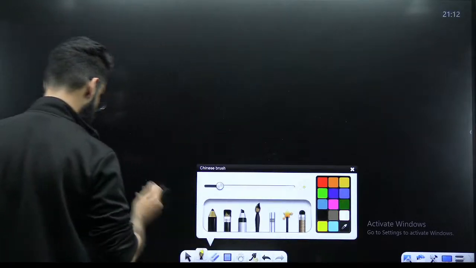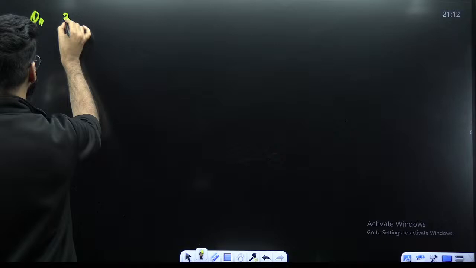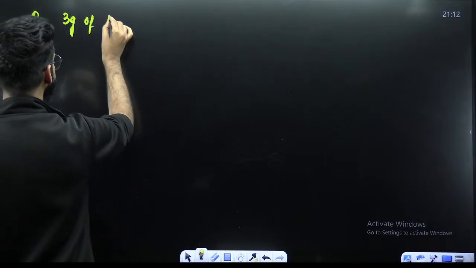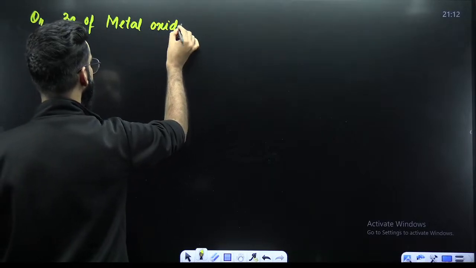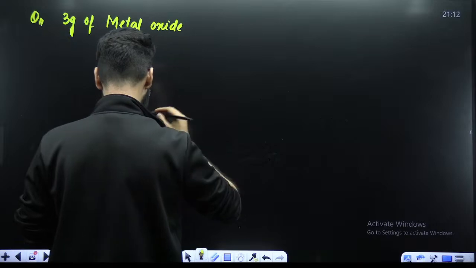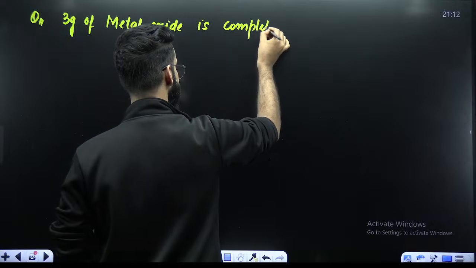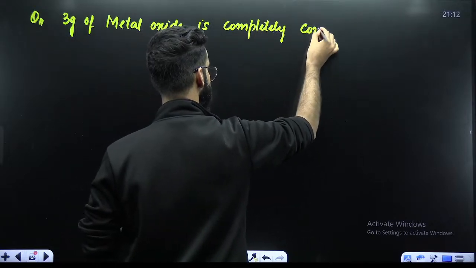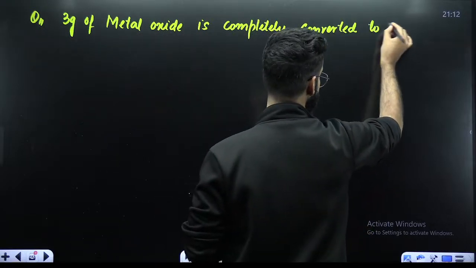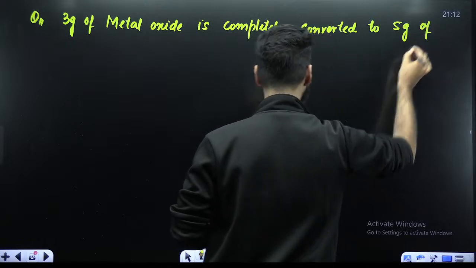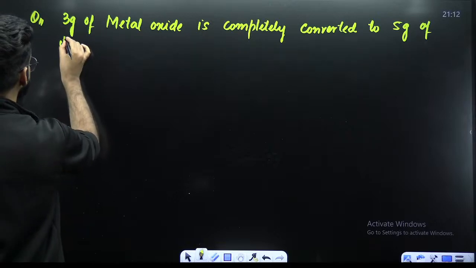Let me give you one more question, and after that, I'll be giving you one homework. 3 grams of metal oxide is completely converted to 5 grams of its chloride.